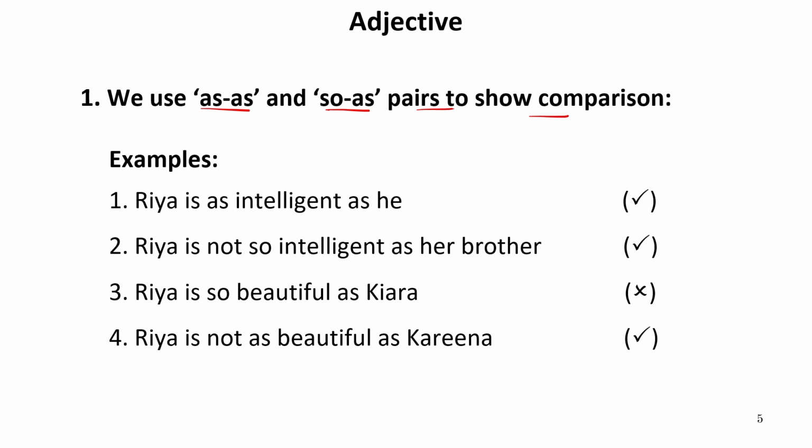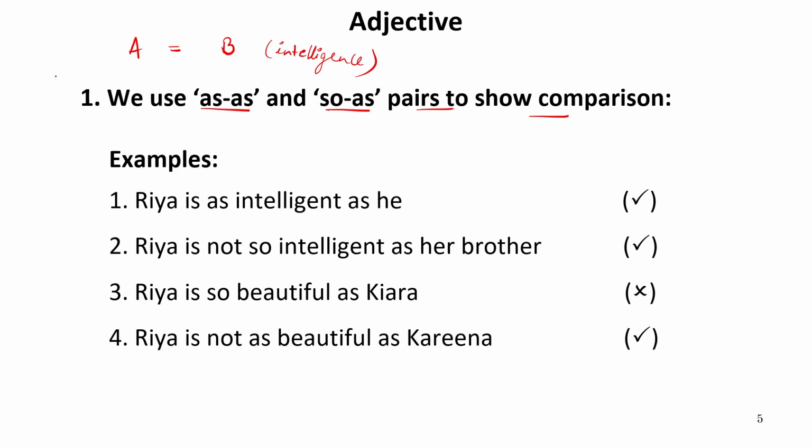How? Let us see. Suppose there are two persons, A and B. And I'm saying that A is very intelligent. So is B. So I'm saying that A is equal to B in case of intelligence. That they are both equally intelligent. So in case of intelligence, they are both equal. That A is as intelligent as B. So I can use the simile figure. Simile is actually the figure of speech which you learn in literature. Well, we use as and as and so and as pairs to show comparison.